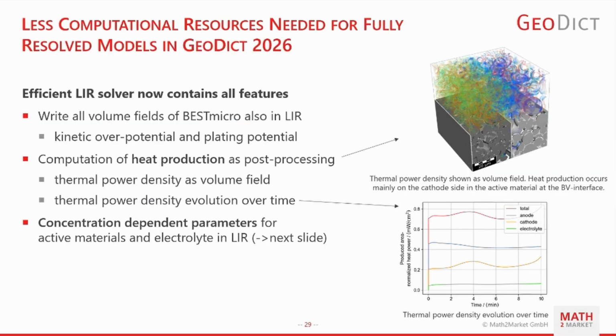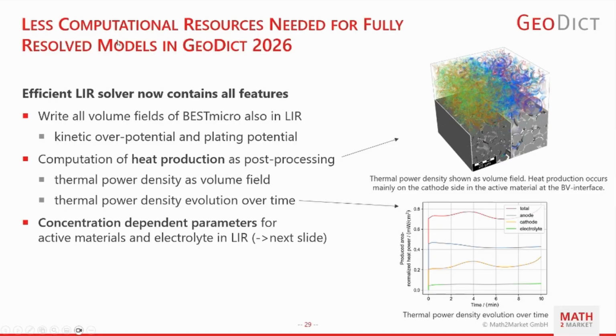BatteryDict got many improvements in the GeoDict 2026 version. One major topic was to implement features into the Lear solver that were previously just available in the BatteryDict microsolver. And this was done because the Lear solver is computationally more efficient and therefore preferable. But you were only able to use it if you did not require one of the special features that only the micro solver could do. And now you can always use the Lear solver and benefit from the increased efficiency.